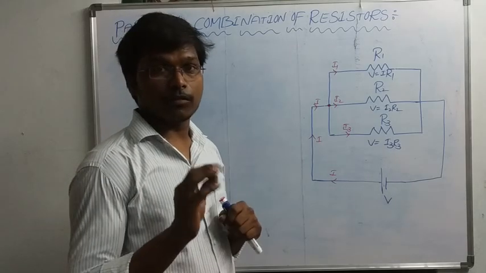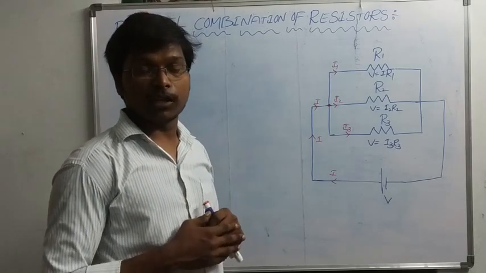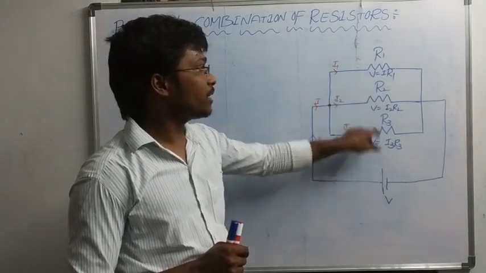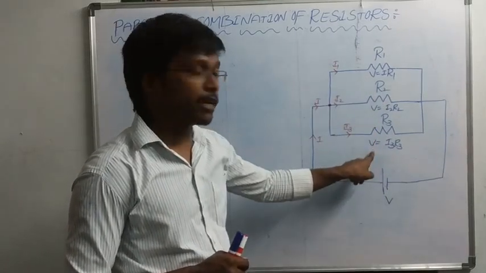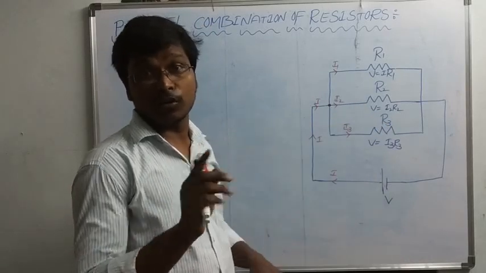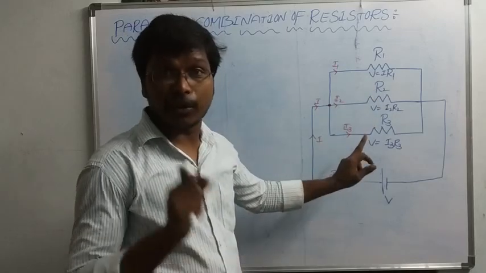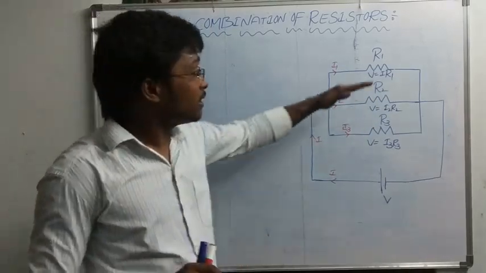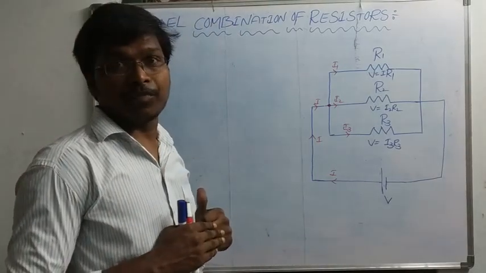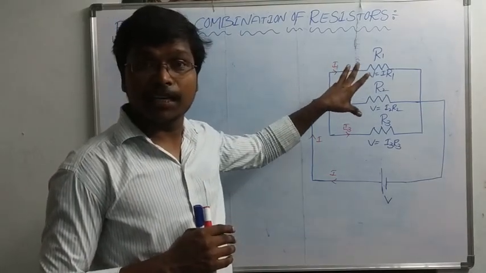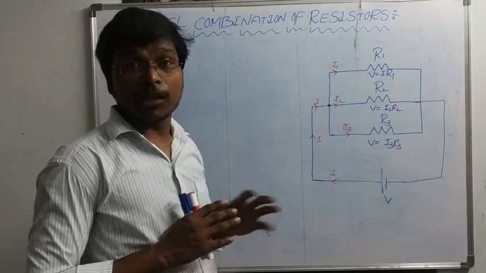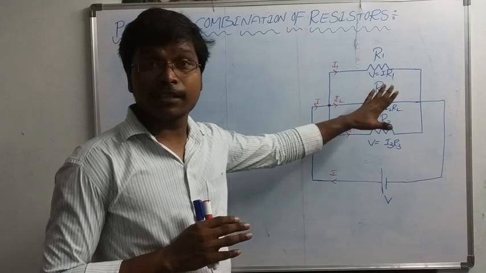Okay, do you have any doubt? That means, why are we taking V as the same? Here you can take V1, here V2, here V3. Whether we can take or not? No, not possible. We have to take V, because when the resistors are connected in a parallel format, the voltage across all the resistors is the same.